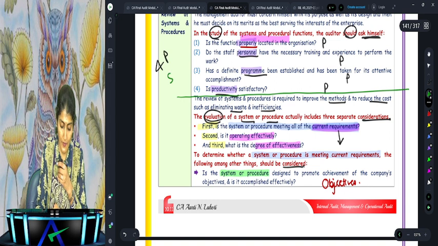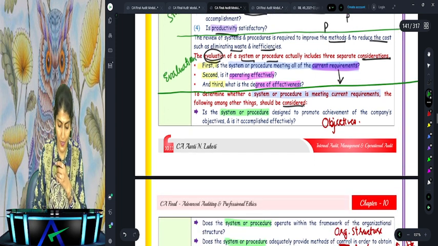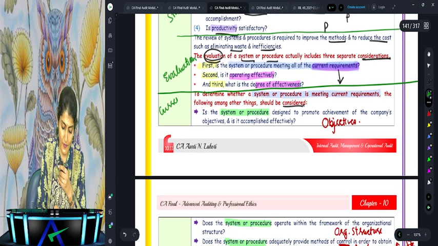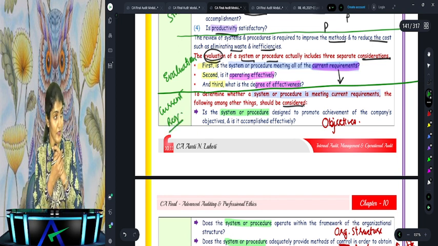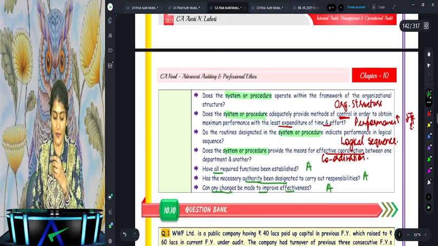Then it talks about study. Then the second one is the evaluation of the system and procedure. And in the evaluation, you have a question regarding whether the system or procedure is meeting the current requirement. Is it clear to everyone? Whether the system or procedure is meeting the current requirement?